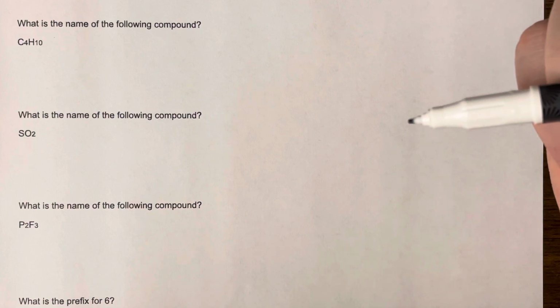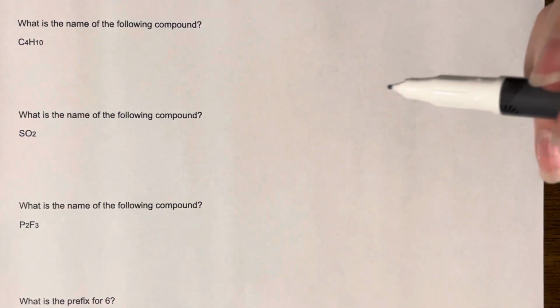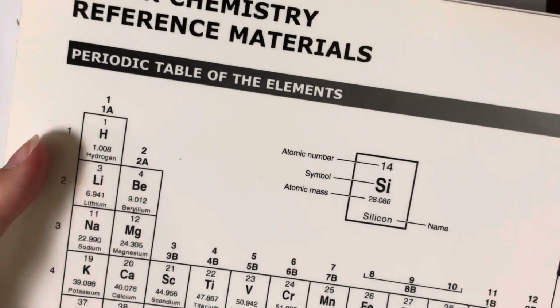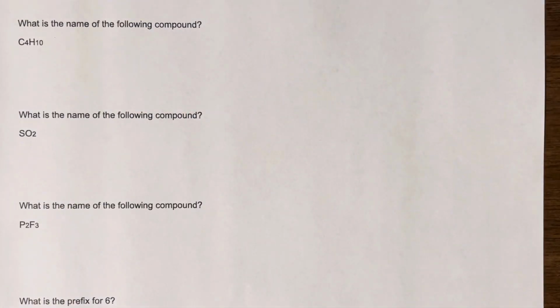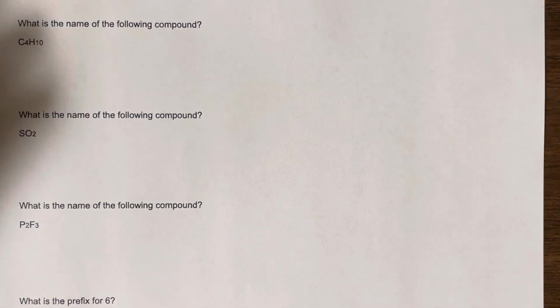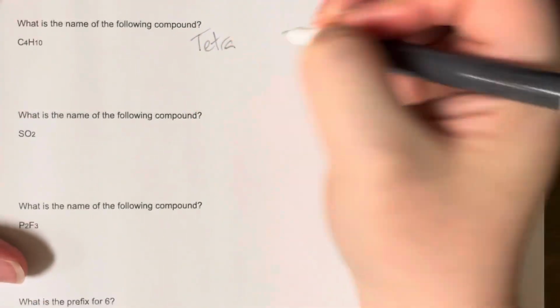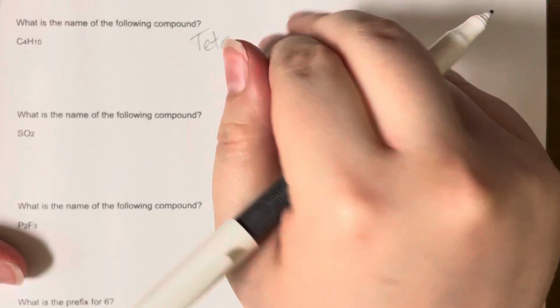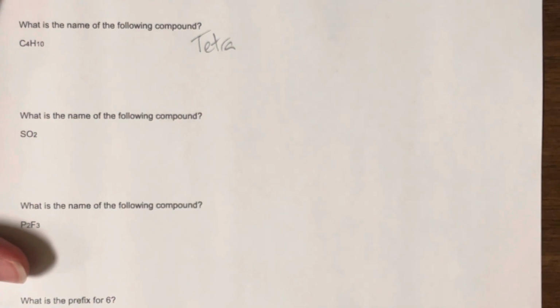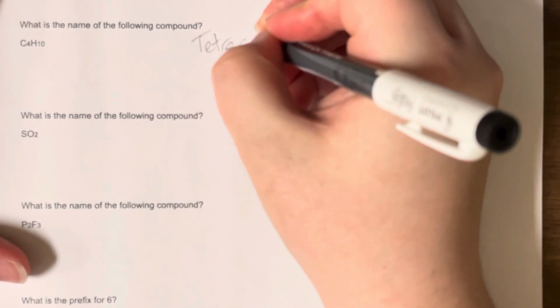What is the name for the following compound? C4H10. First I need to figure out who these people are. C is carbon and H is hydrogen. They are both nonmetals, which means that this is a covalent compound. So instead of finding charges, I am going to use prefixes. The prefix for carbon is 4, so I'm going to use the prefix tetra. Since carbon is in the first position, I do not change the suffix, so this would be tetracarbon.